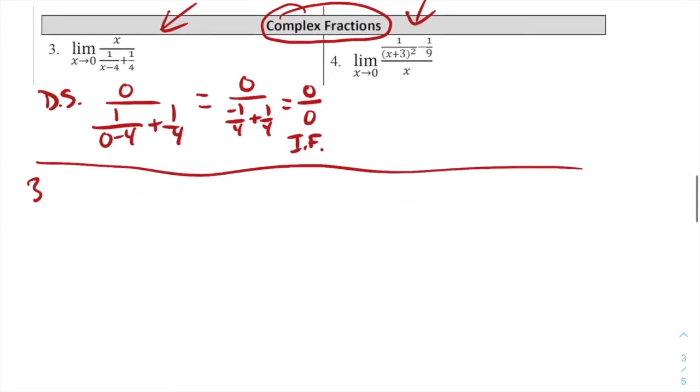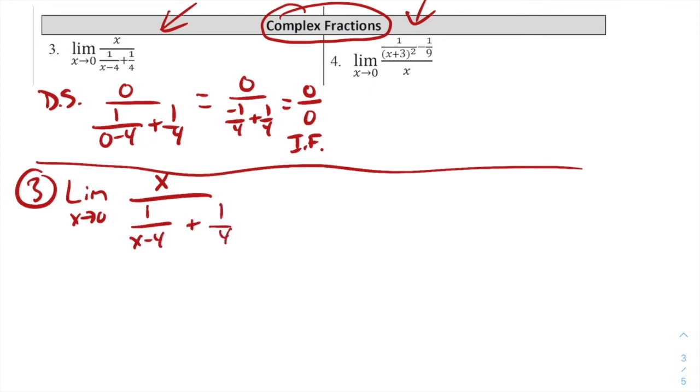For problem number 3, the limit as x approaches 0 of x over 1 over x minus 4 plus 1 over 4. Here's the problem. If I'm going to try to multiply by something, the thing that's really making this difficult is that these two denominators are not the same. It would be really nice if I could combine these two fractions into one, and the only way I could do that is if they were the same denominator.